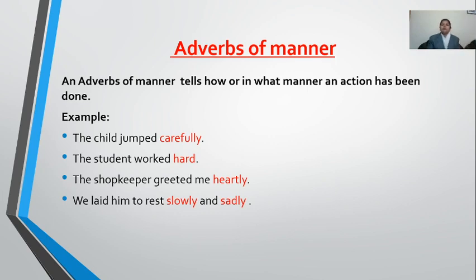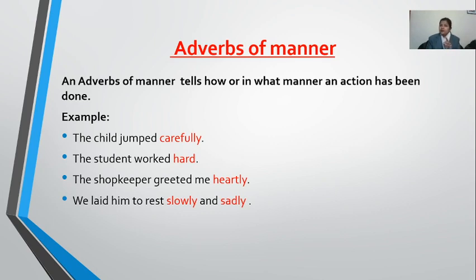In a very planned manner. Okay, or whether she was singing. How? Melodiously. So when we ask a question to our action, how, and whatever answer we get, that is adverb of manner. So what is an adverb of manner? The adverb of manner tells us that how or in what manner an action has been done. The child jumped carefully. How the child jumped? Carefully.